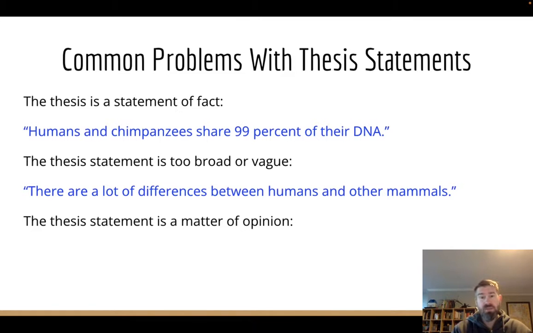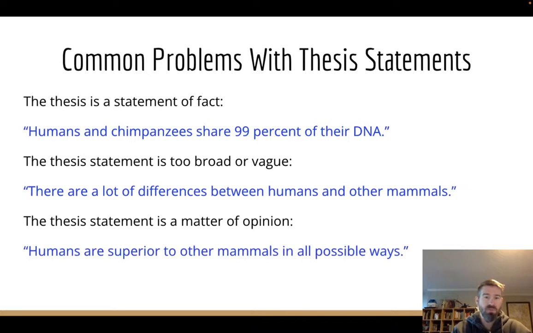Another one, again, I see pretty often is the thesis statement that is a matter of opinion. So in that case, it would be something like, humans are superior to other mammals in all possible ways. Now, again, if we think back to Toolman, it's really difficult to say in all possible ways because some animals are faster than humans, some are stronger than humans. So again, take into account pushing this as far as you can. All of these are probably okay for a zero draft, but definitely not for a first draft of the essay that you're going to turn in.